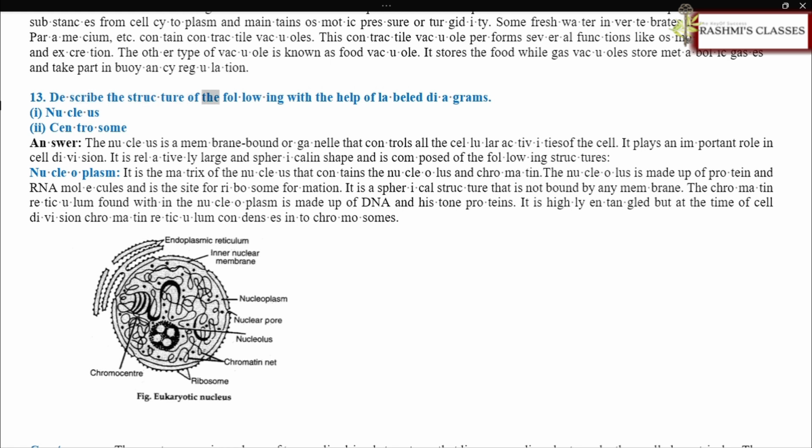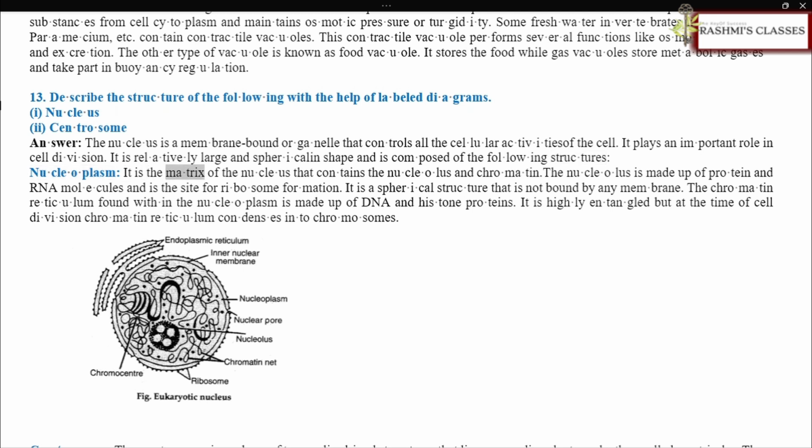Describe the structure of the following with the help of labeled diagrams. Nucleus. Centrosome. Answer. The nucleus is a membrane-bound organelle that controls all the cellular activities of the cell. It plays an important role in cell division. It is relatively large and spherical in shape and is composed of the following structures.